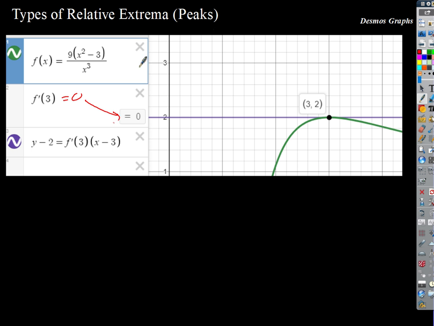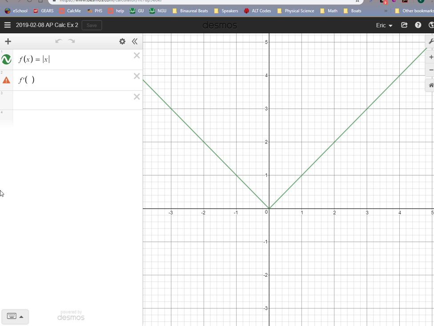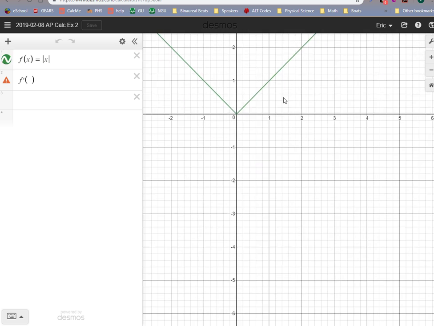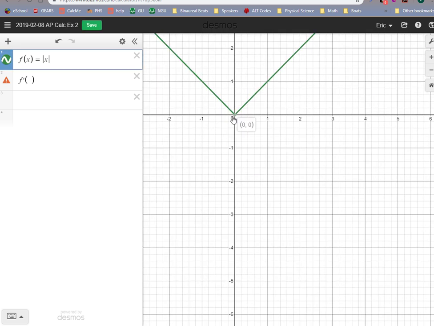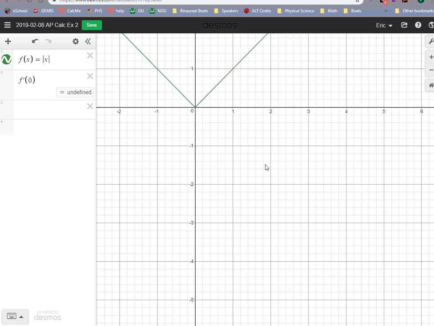How about one like that? So now I've got my function f of x equals absolute value of x. Everybody agree there's a pretty obvious relative minimum right there? But it's not differentiable. Okay, so what's Desmos going to tell me if I take the derivative at x equals 0? It's actually going to tell me undefined. It's pretty smart, right? It tells me the derivative is undefined. That's another important discovery we've got there.